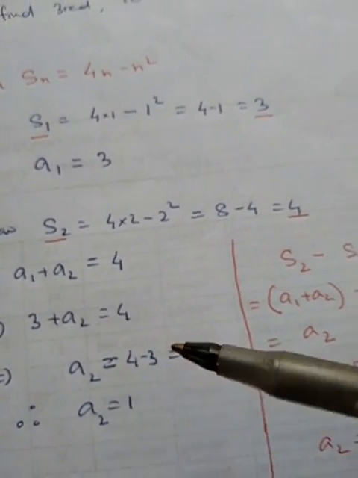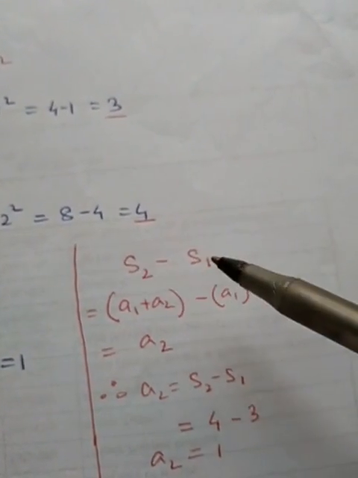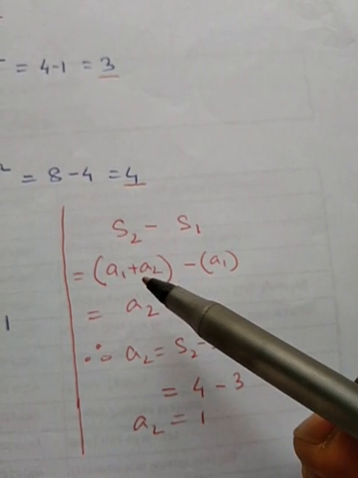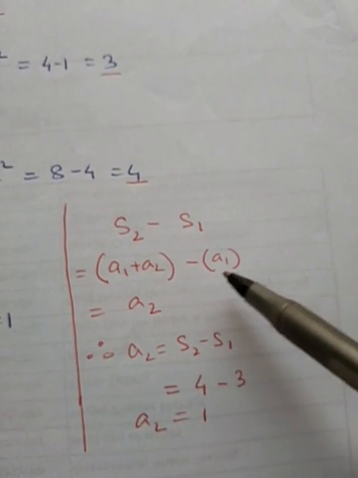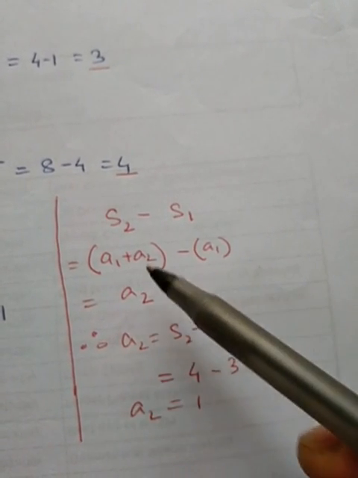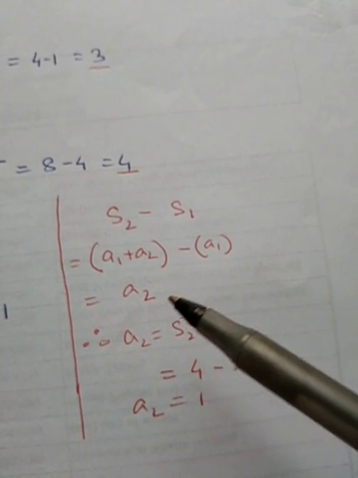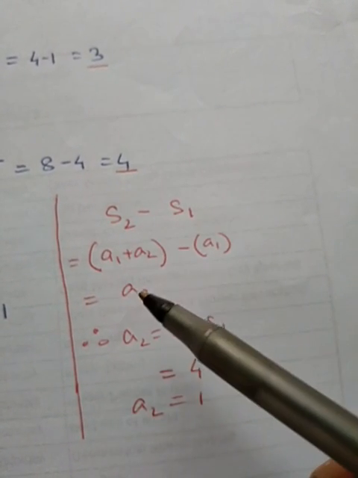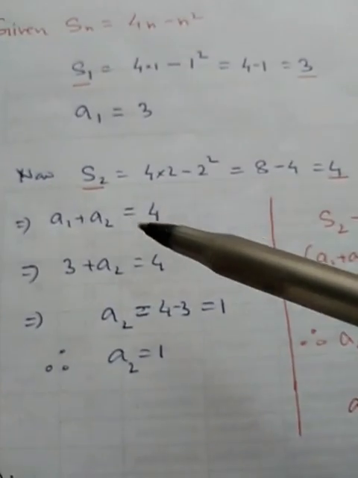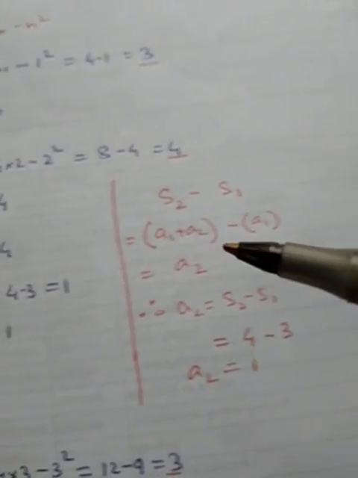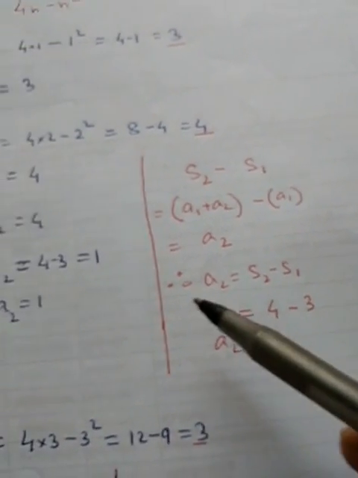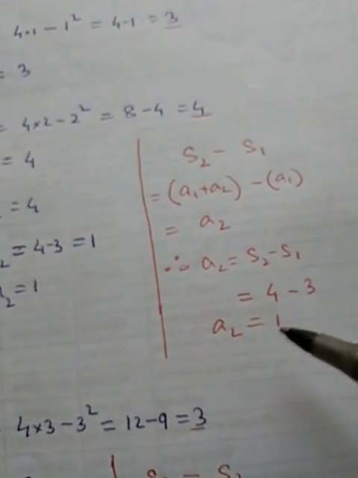Now let us see one relation, S2 minus S1. S2 means A1 plus A2, the sum of the first two terms, and S1 means only the first term. So if we subtract S1 from S2, A1 will cancel and only A2 will be left. So S2 minus S1 is A2, therefore we can find A2 in this way also. Here we have got it in this way, and we can get it this way also, that is S2 minus S1, which is the same. A2 is 1.